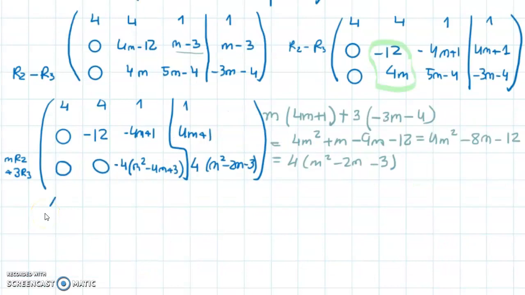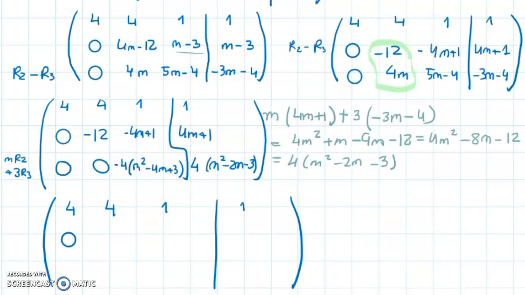I'll write the matrix one last time. The entries for the first row don't change. I'm just going to leave a bit more space for the longer expressions. Then for the second one, I'll write again the 0, negative 12, minus 4m plus 1, 4m plus 1. And then we have 2 zeros, so we achieved the row echelon form. I'm going to divide the third row by 4, because the last two entries have 4 as common factor, so I can do that. And I'm also going to factorize the quadratic expressions in the last 2 entries.